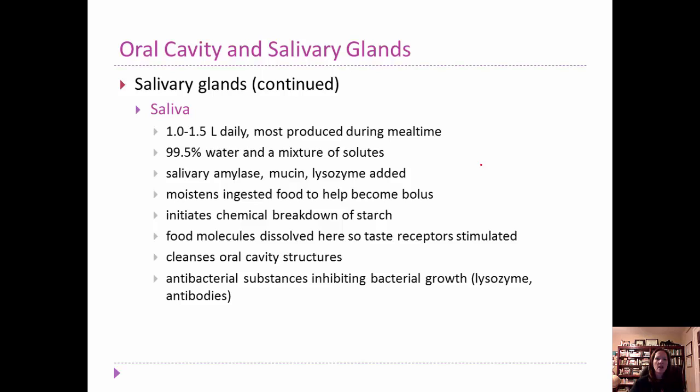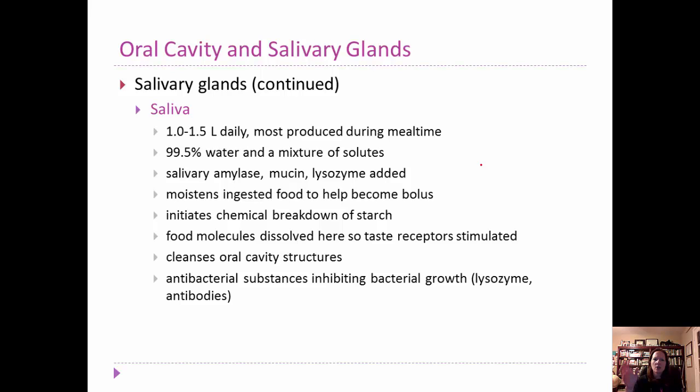So let's take a look at saliva, how much we secrete, and what it's composed of. We actually secrete 1 liter to 1.5 liters of saliva a day. Can you believe that? That is a lot of saliva if you think about how big a liter of water is. Most of it is going to be during mealtime. That's the smartest time to produce saliva, because it has an enzyme that breaks down some food substances.